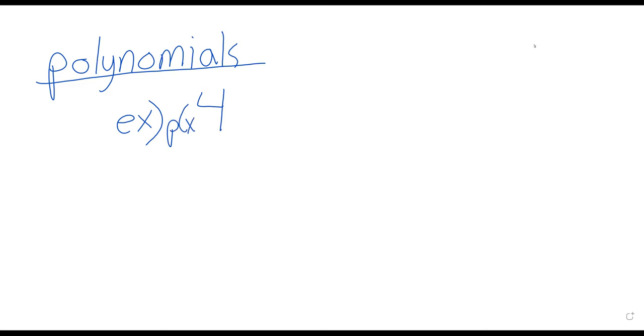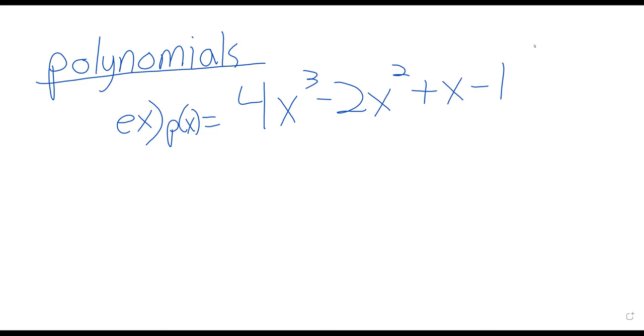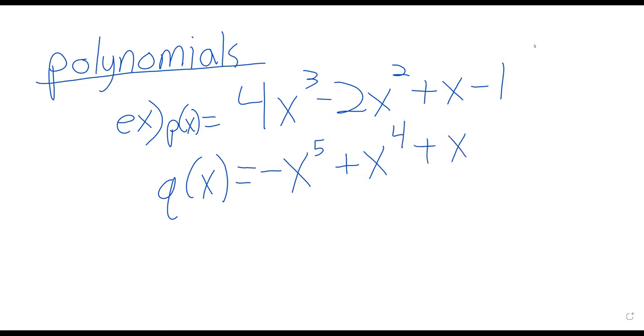P of x equals 4x cubed minus 2x squared plus x minus 1 is a polynomial. Q of x equals negative x to the 5th plus x to the 4th plus x cubed plus 1 is a polynomial.